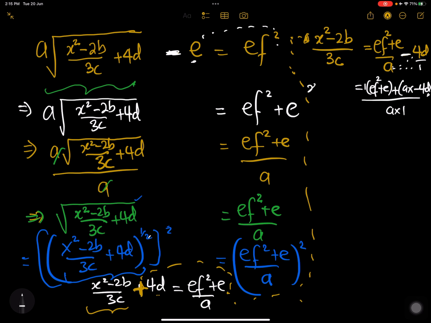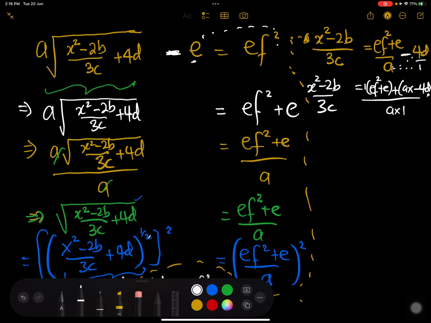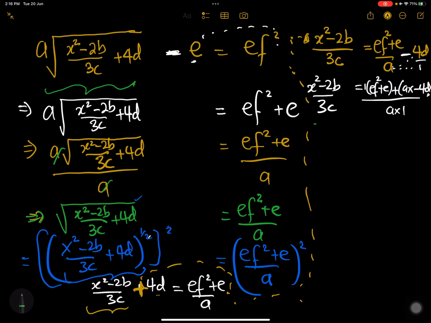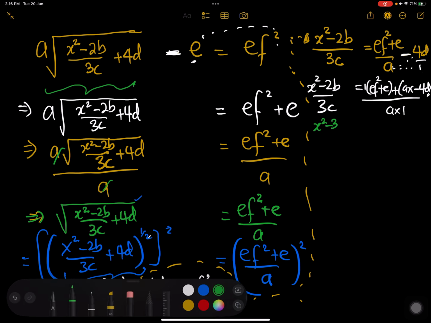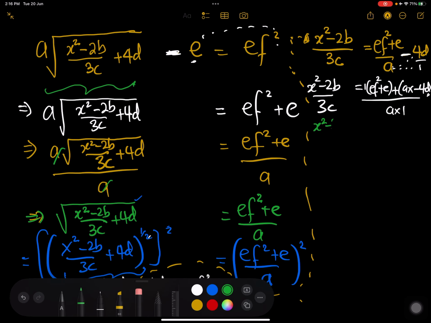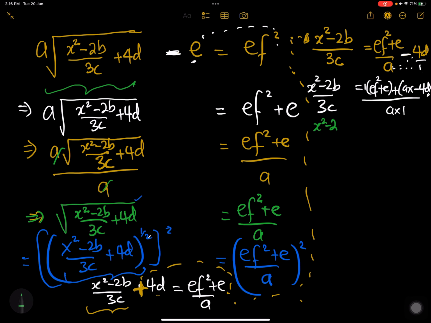And then on the right-hand side, we have x squared minus 2b divided by 3c. And that is going to give us EF squared, because this one will multiply this. That same one will multiply the E, so we get plus E. And then this A is going to multiply that, we get minus 4AD, all divided by A times 1, which is A.